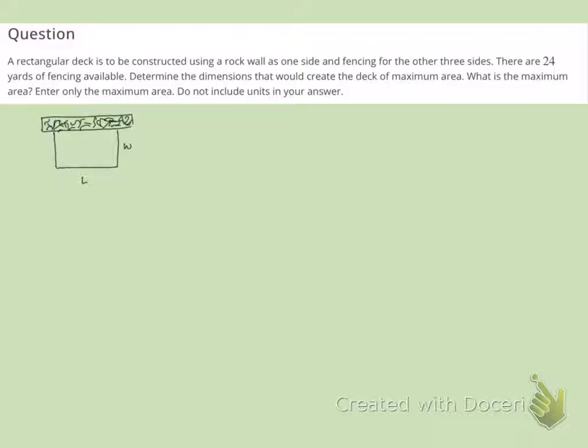So first let's note that we're going to talk about the perimeter because we know that there are 24 yards of total fencing available. So we know that if we add up our three sides of fencing, it should equal 24 yards. So we know that 2W plus 1L is going to equal 24. And then we are trying to maximize the area. So we know that the area of a rectangle is length times width.